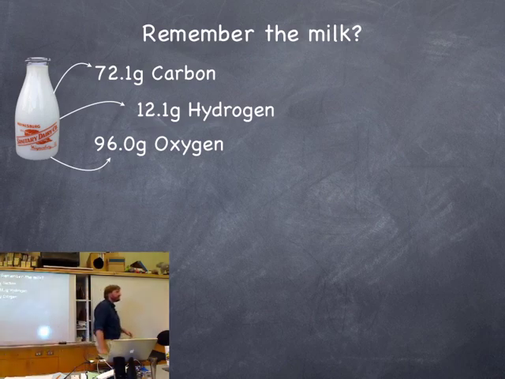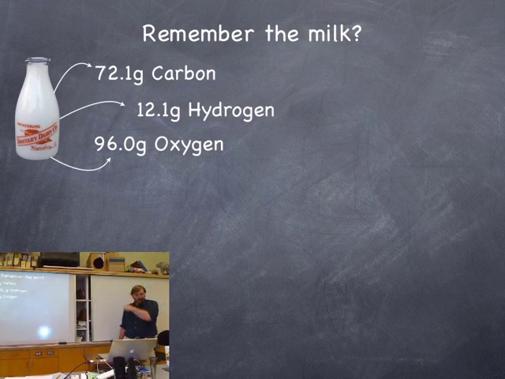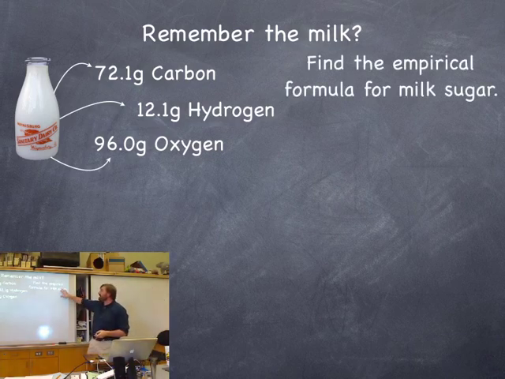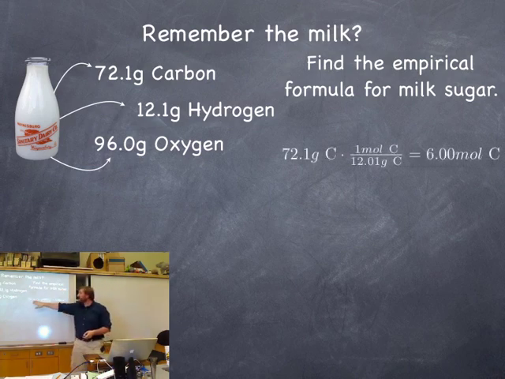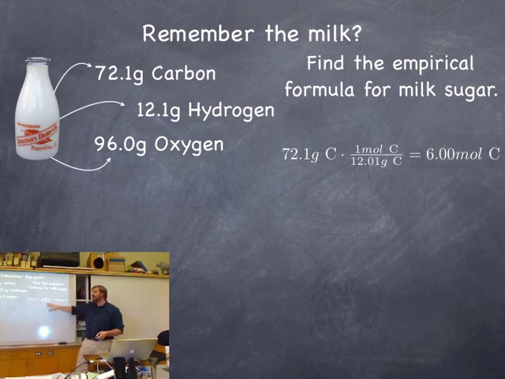All right. So let's take a look at this. We were finding the empirical formula for milk sugar. Take the 72.1 grams of carbon, and for each one you're going to want to divide by the molar mass. And where does this 12.01 come from? Your periodic table. That mass on the periodic table is the grams per 1 mole. So 12.01 grams to 1 mole. That gives us the moles of carbon.